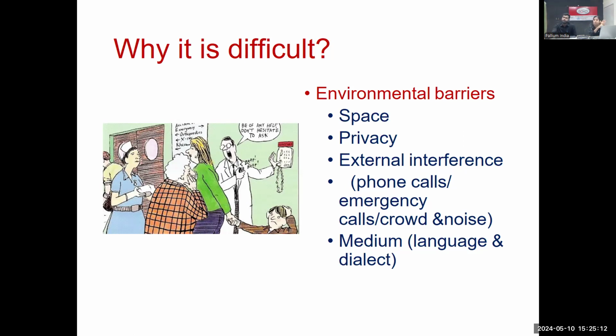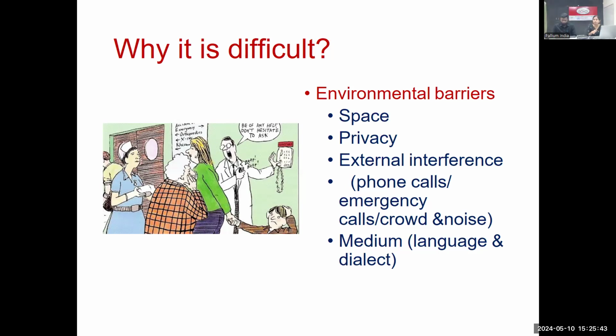So there are a few environmental barriers that make the communication process very difficult. The first one is space. If I'm just walking around the corridor and informing them, okay, the report says that you have cancer, maybe you should start chemo and radiotherapy from next week onwards, we cannot just randomly say things and walk by, right? We need space. We need privacy to sit with the patient, talk to the patient and address his concerns.